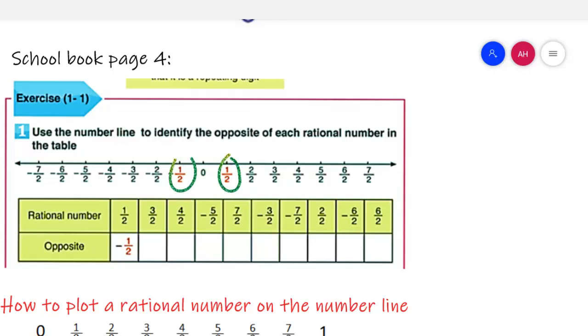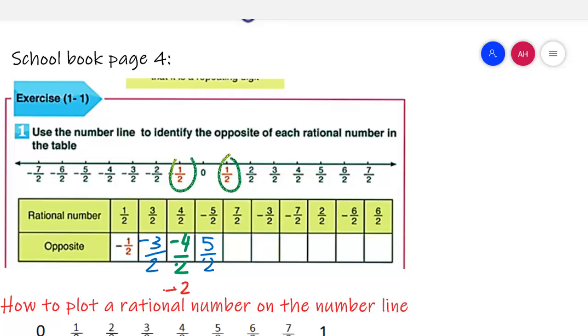3/2 is a positive number, so its opposite is going to be the same number but negative, -3/2. What about 4/2? 4/2 is a positive number. Its opposite is going to be a negative number and the same number, -4/2. And remember that -4/2 is equal to -2. Let's go now for -5/2. -5/2 is a negative number. Then its opposite is the same number but positive, which is 5/2.